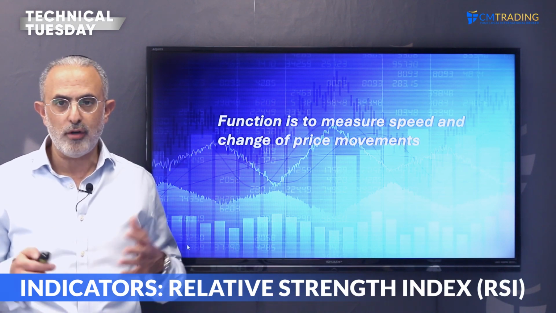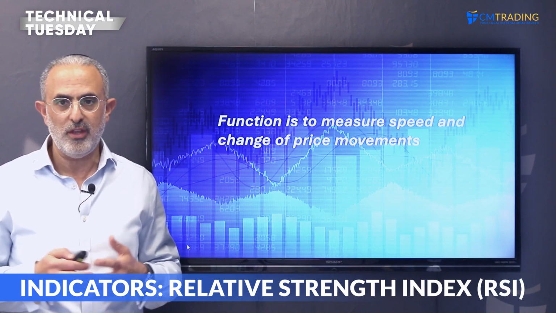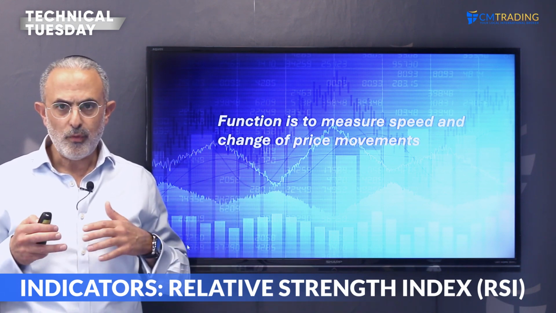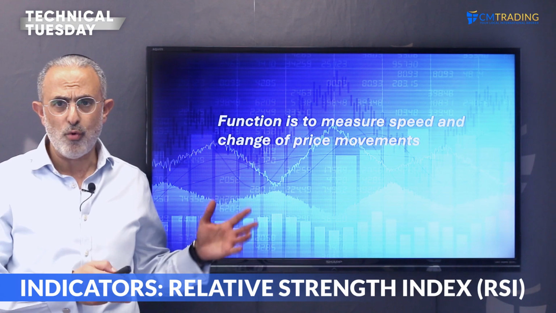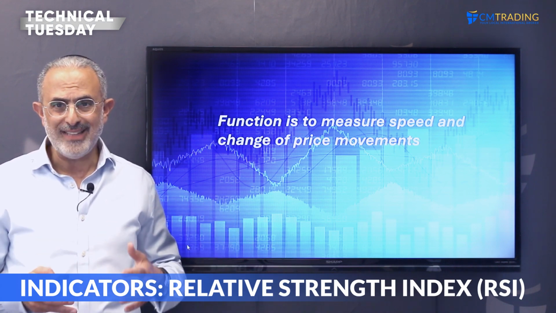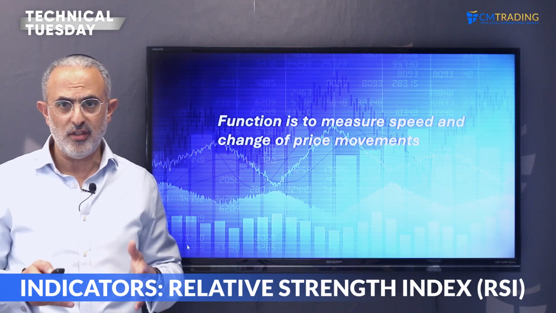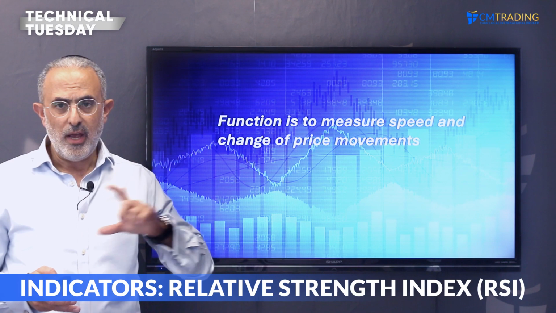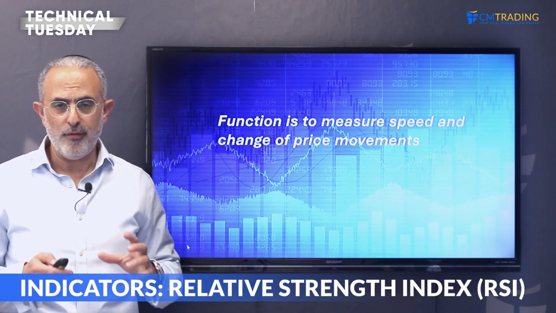Now, there are two types of markets that we've spoken about in the past: trending markets and range bound markets. This is more for a ranging market environment. And as with everything else with oscillators, there's going to be a 0 to 100 histogram at the bottom of the screen.